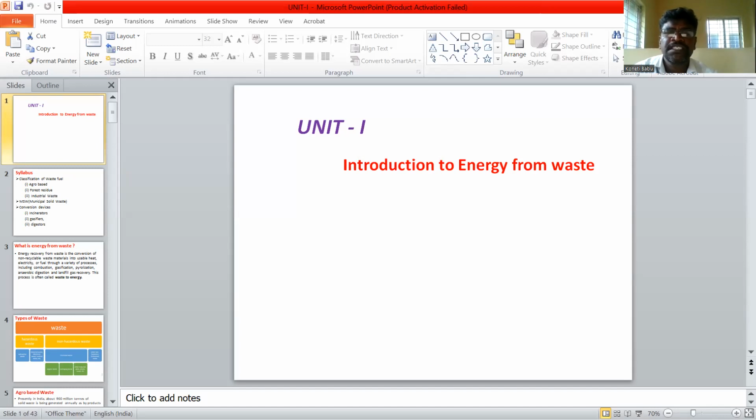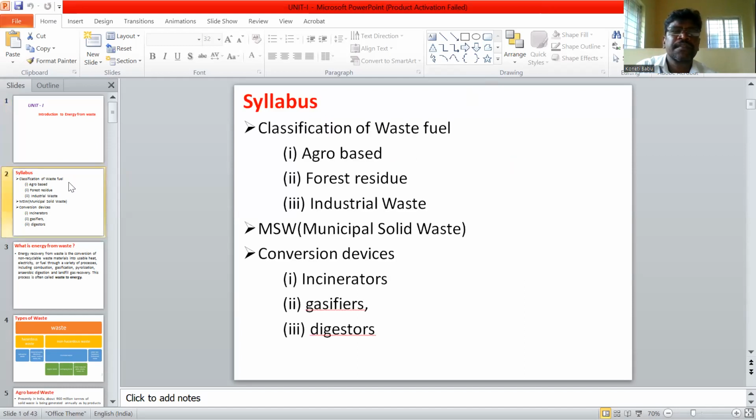Today we are going to discuss the introduction to energy from waste. In this chapter we are going to discuss different topics: the classification of waste, agro-based waste, forest residues, industrial waste, municipal solid waste, and conversion devices used to convert one form to another, that is the incinerators, gasifiers, and digesters. These topics will be discussed in this chapter.